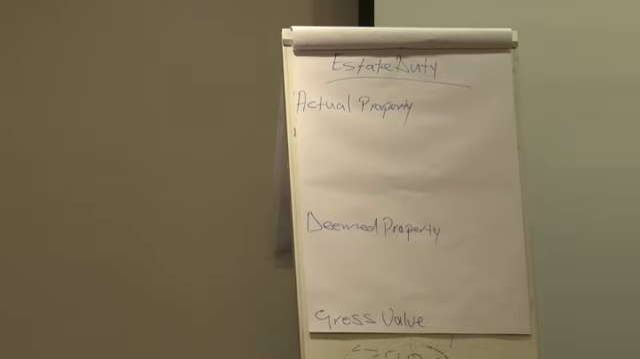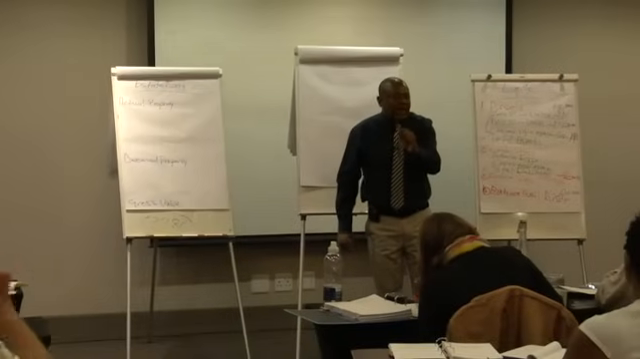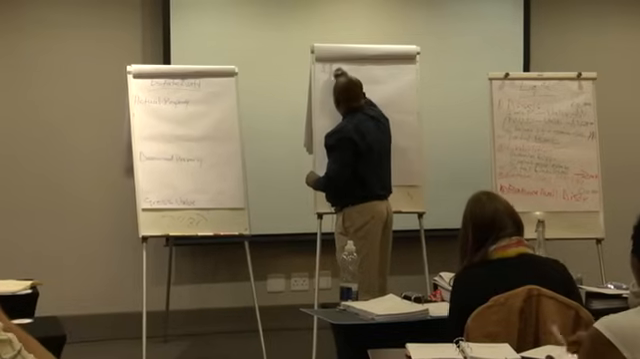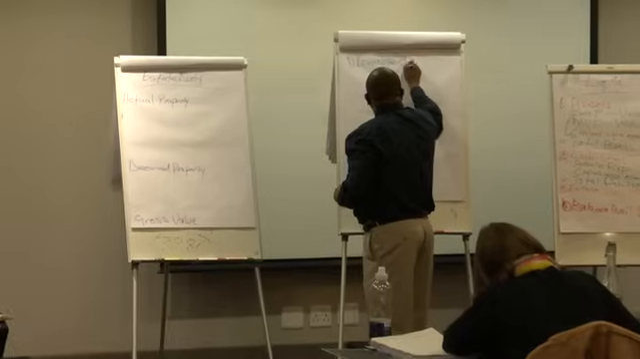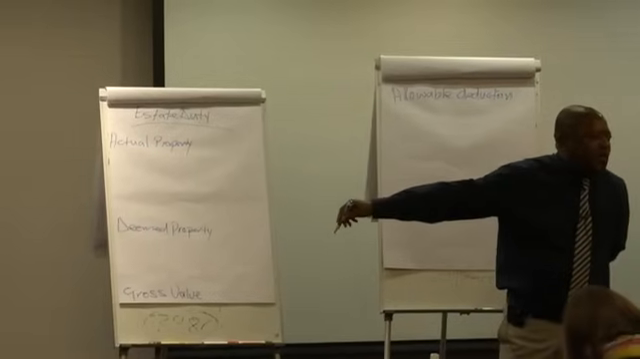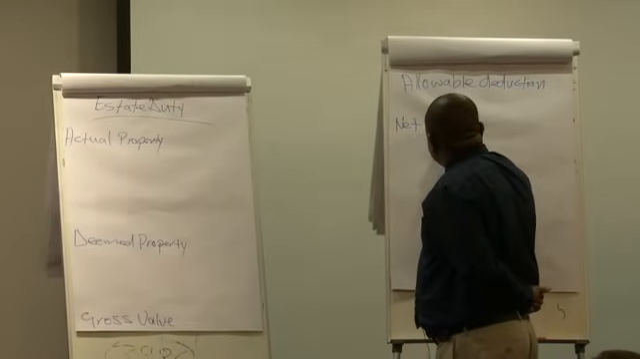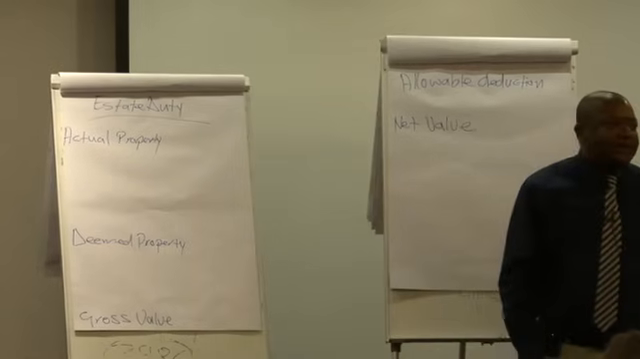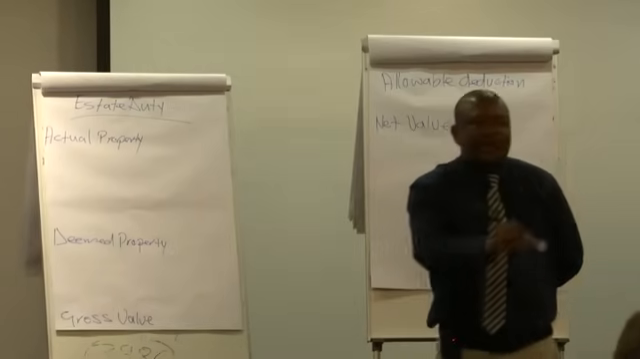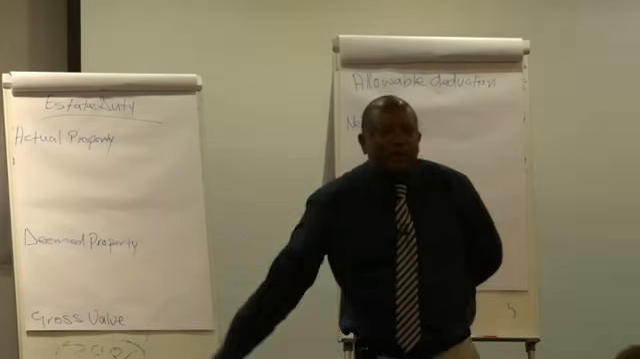The Estate Duty Act says, once you know what is the gross value, you must take into account what? Allowable deductions. These are deducted from where? From the gross value, for us to arrive at the net value. Now, estate duty is not payable on the gross value. Estate duty is not payable on the net value. Estate duty is payable on the dutiable amount.